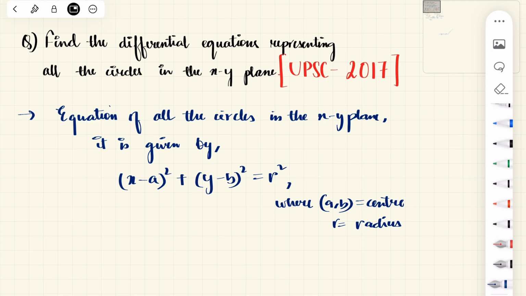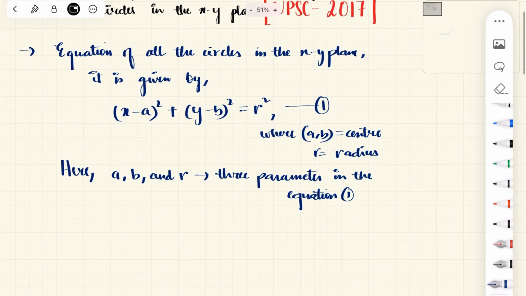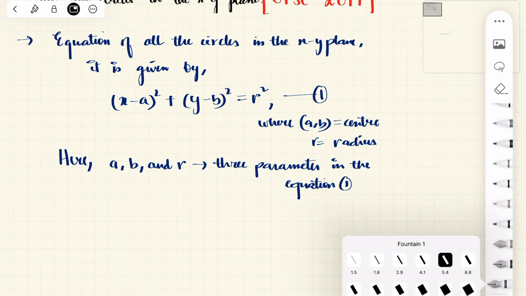So can I say this is the first equation? Yes or no? Here, how many parameters are there? We have a, b and r. That means we have 3 parameters in equation number 1. So we are going to eliminate all these parameters, so we are going to differentiate 3 times, right? So let's start with the first derivative.